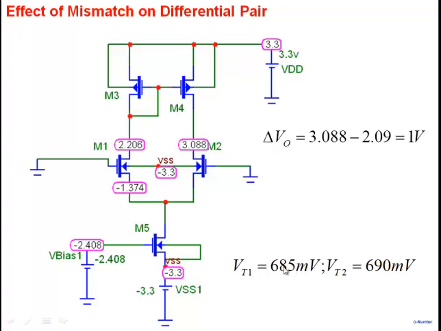So a 5 millivolt change in VT1, how would I simulate it? Suppose I said VTs of both are the same. How would I simulate the effect of this? By saying VGS of this transistor is a little higher than this one by 5 millivolts. So it can be done by attaching a source here, 5 millivolt.